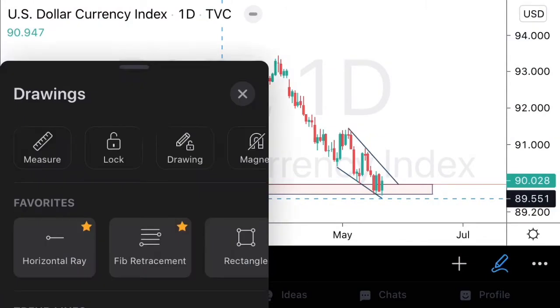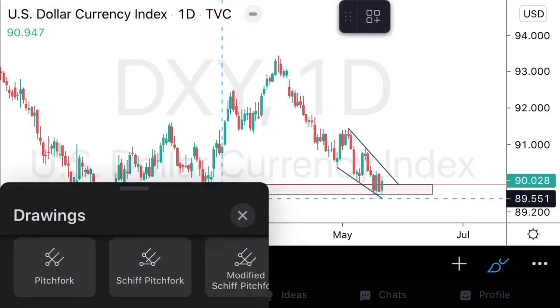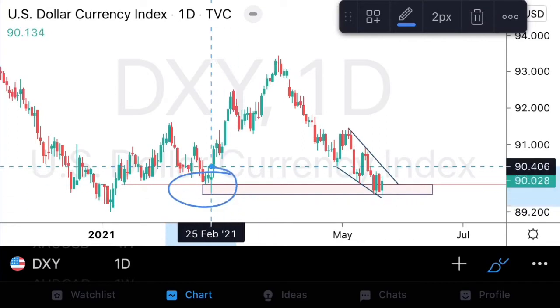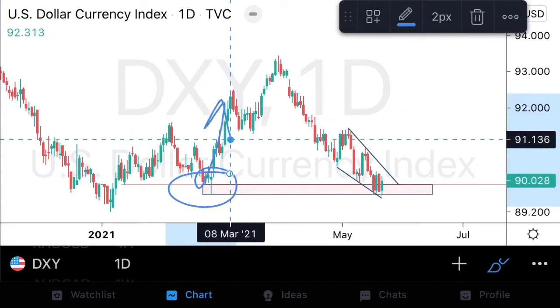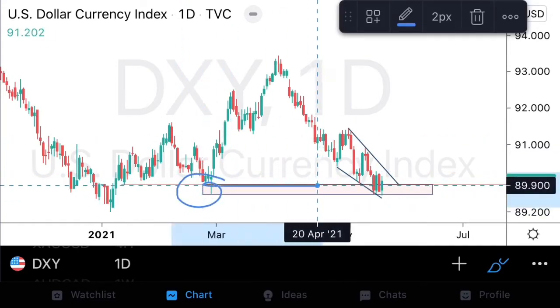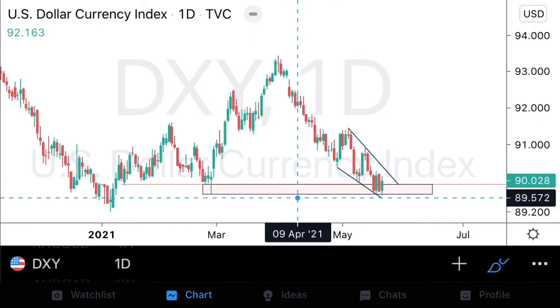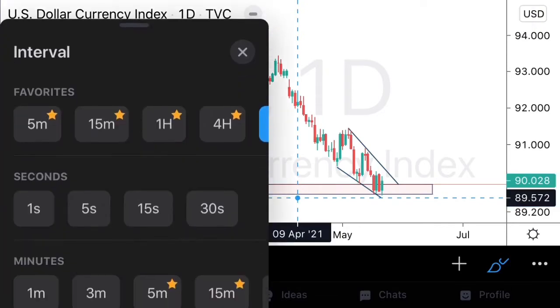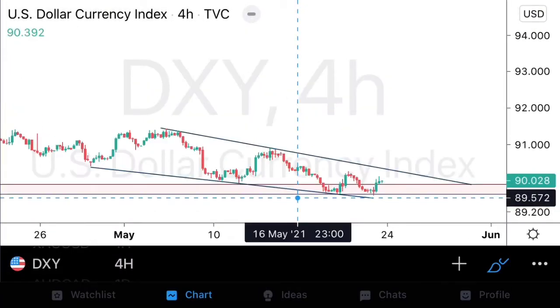So on the DXY, guys, if you look at things from a daily perspective, we still have this support structure over here where we saw a massive amount of buyers jumping in from. So we are looking at that support structure as a level of support that could potentially hold this market to the upside. Now, if we drop down onto the H4, we can see something interesting.